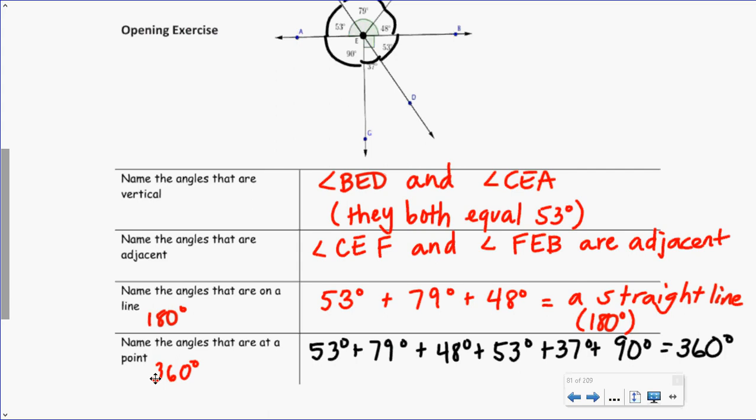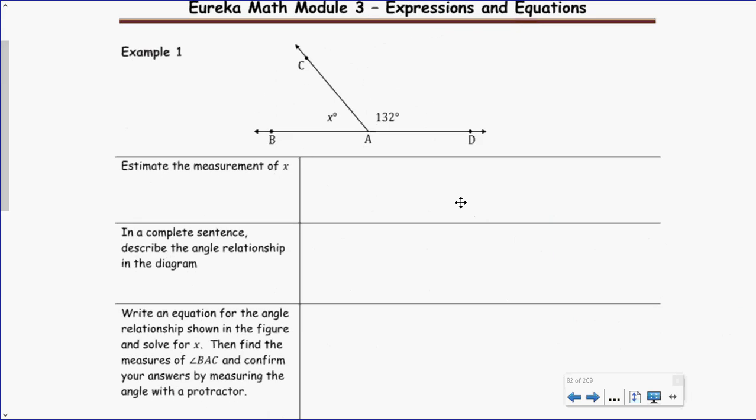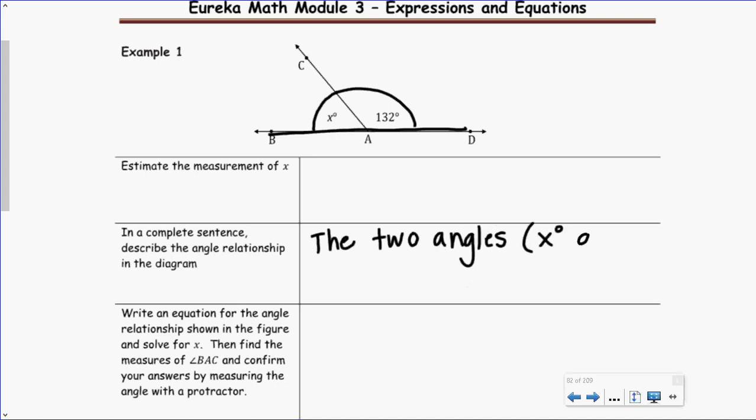Okay, now we're actually going to solve. So jump on over to page 77 at the top. We're going to do example 1 together. First of all, you have to look at this diagram and decide what relationship is that? What relationship is that? This angle and this angle. And hopefully you saw that they make a straight line, okay? So for this one, the relationship is the two angles, and we can put in parentheses x degrees and 132 degrees make a straight line.